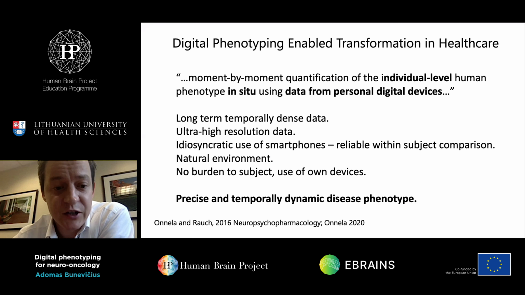So we know how we are changing over the course of the disease, of our lifetime. And that gives us a precise and temporal dynamic disease phenotype. So for every one of us, it's similar.